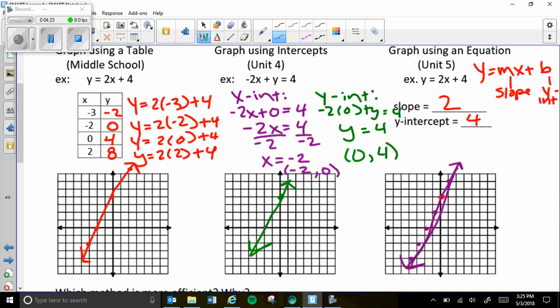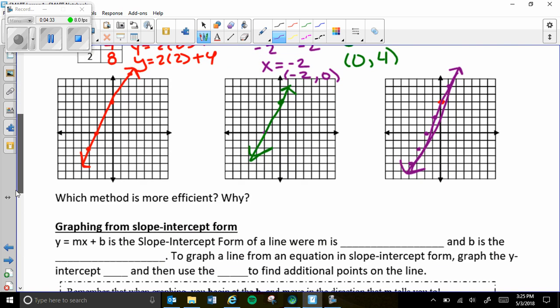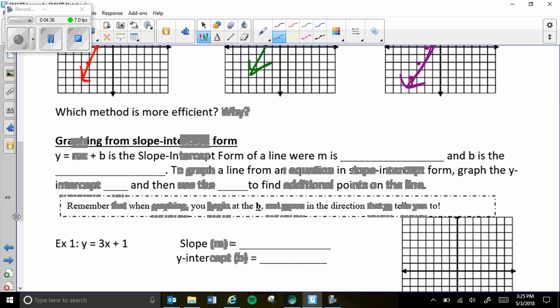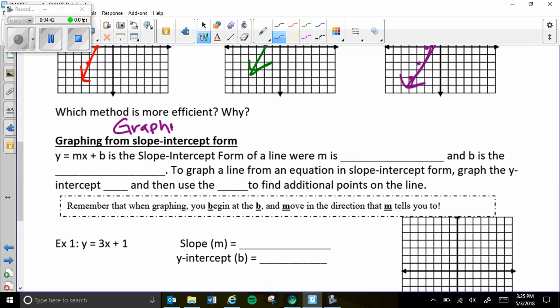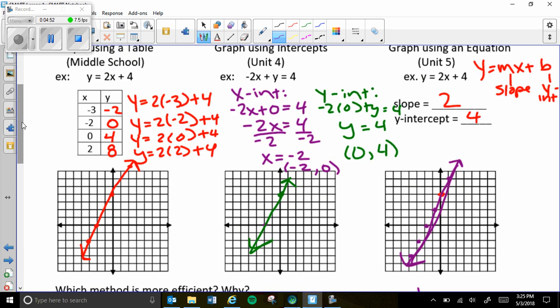Now, in all 3 of these graphs, we're graphing the same line just by using different methods. We started with the table, then we moved to x and y-intercepts, and then last, today's new way is by using slope-intercept form. Which method is more efficient? The easiest way is graphing from an equation because there's no work. We didn't have to solve anything. We didn't have to plug in anything. We just look at the equation and say, my slope is 2, my y-intercept is 4, boom, graph it. There's no work other than counting the slope.